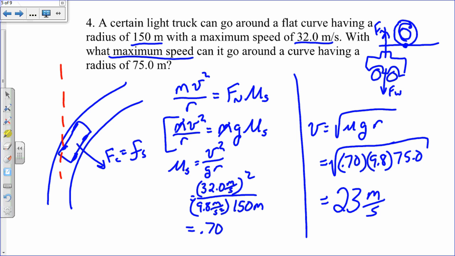All right. Notice that even though I've halved the width of the curve, or the radius of the curve, I haven't halved the maximum speed that I can travel. Also notice that when I make a smaller radius curve, that's a sharper curve, the speed is decreased, as you would expect.